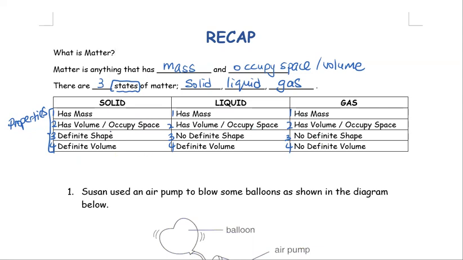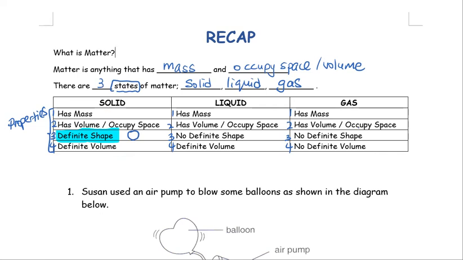Solid is special because solid has a definite shape. This is the main difference. Definite shape means it has a shape of its own. If you put a round marble onto the table or into a cup, the marble will remain round, because the shape is definite.